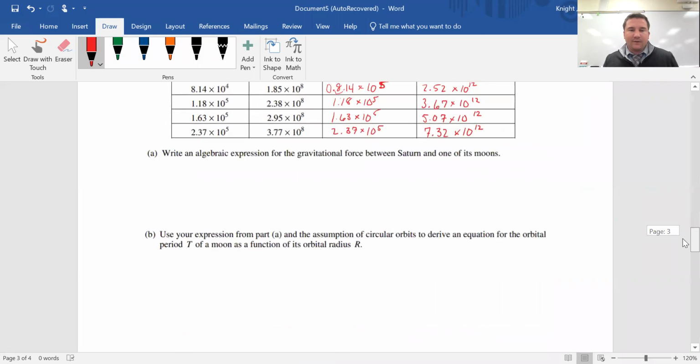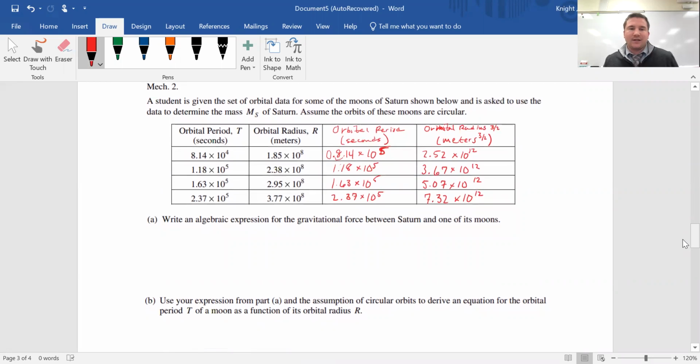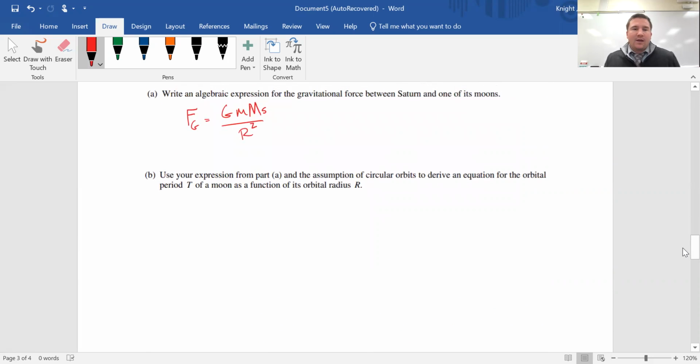A student is given a set of orbital data for some of the moons of Saturn, shown below, and asked to use the data to determine the mass of Saturn. So we want to find the mass of Saturn eventually here, probably. Assume the orbits are circular. Write an algebraic expression for gravitational force. That one's easy. Fg equals G M over R squared. That's just Newton's law of gravitation, right? Pretty straightforward.